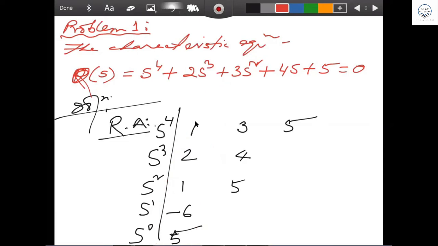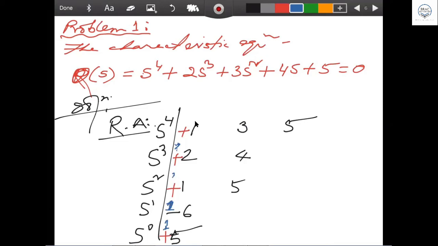Now, this is plus, this is also plus, this is also plus, this is minus, this is also plus. Now look at it. When it goes from plus to plus, no sign change. Plus to plus, no change. Then plus to minus, yes, one time the sign changes. Then minus to plus, another one time the sign changes.